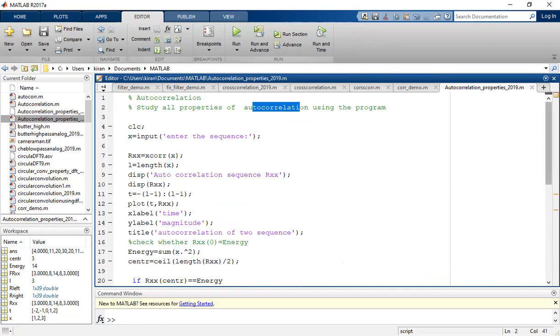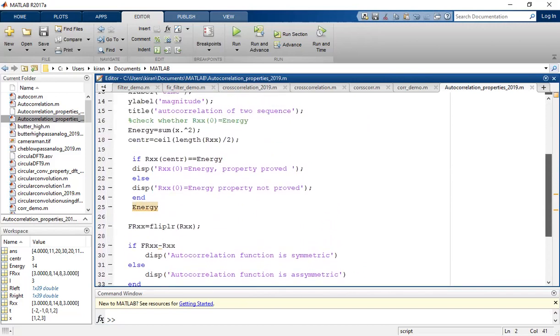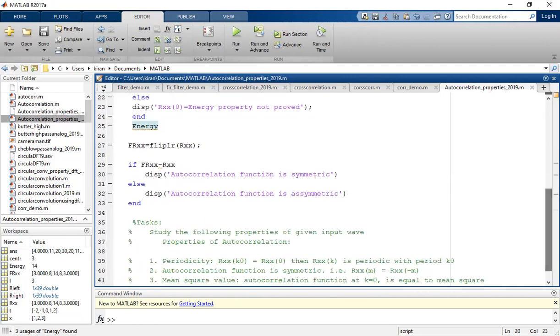What are the properties of autocorrelation? The first property is that the midpoint of the autocorrelation usually gives the energy. What is energy? Sum of squares of all the values. That is energy, and in autocorrelation the midpoint usually is the energy. Second property is that the autocorrelation function is usually symmetric. The values on the left half and the values on the right half are going to be symmetric.